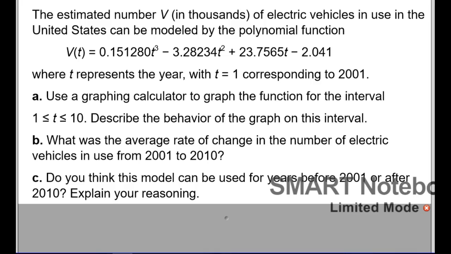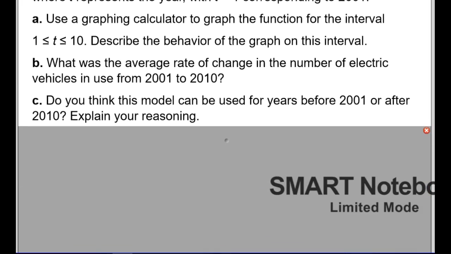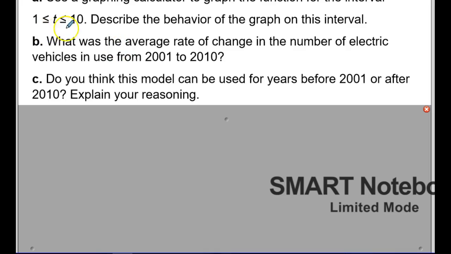Okay, so now here's some of our word problems, and we're going to be dealing with word problems a lot with polynomial functions. So the estimated number V, which is in thousands of electric vehicles in the United States, can be modeled by this polynomial function, right? Big one. So T represents the year, where T of 1 is 2001. So if T was 0, it would be 2000. Okay, so I want to use a graphing calculator or Desmos to graph the function between 1 and 10. So I only care about 2001 to 2010, and then I want to look at the behavior of that graph. Okay, so then I want to find the average rate of change from 2001 to 2010, so in this same interval.